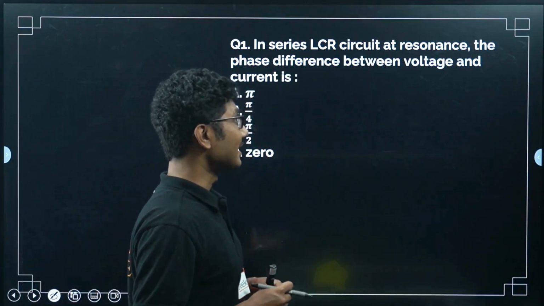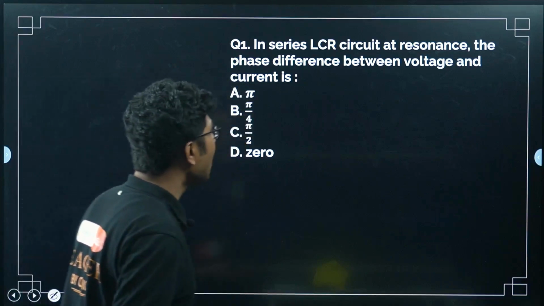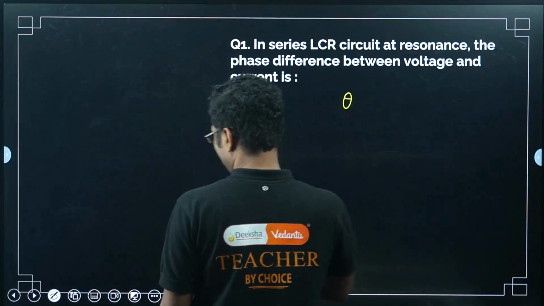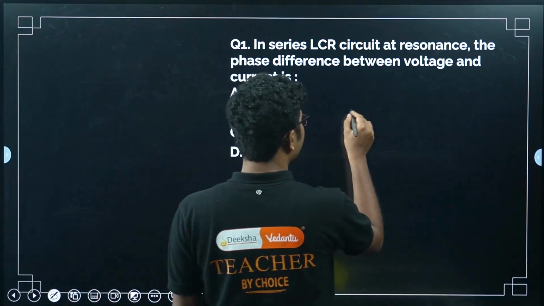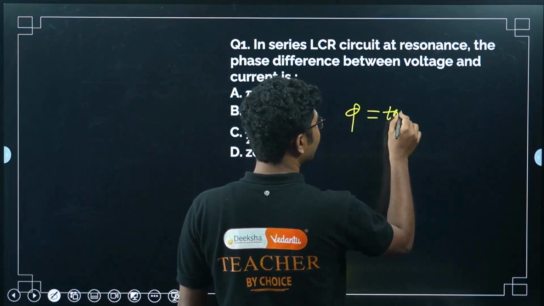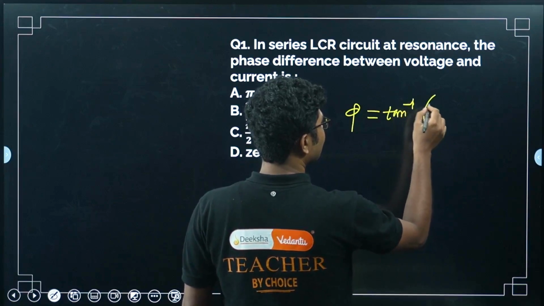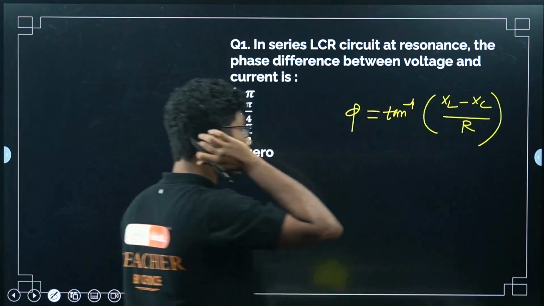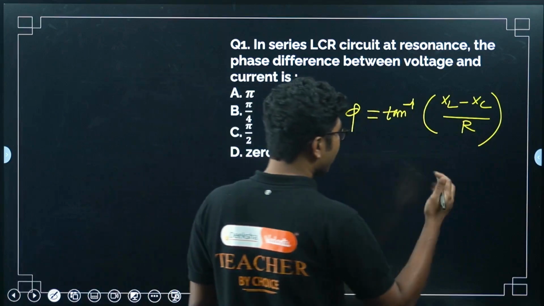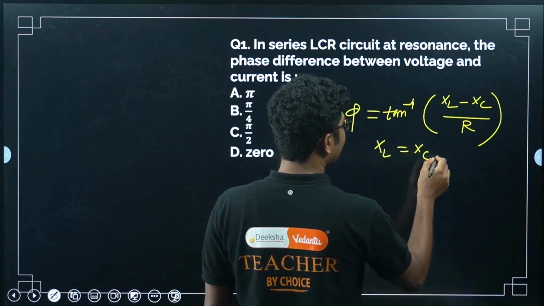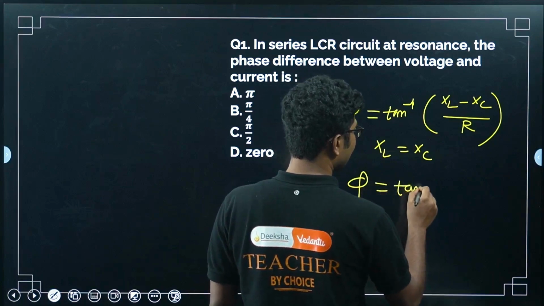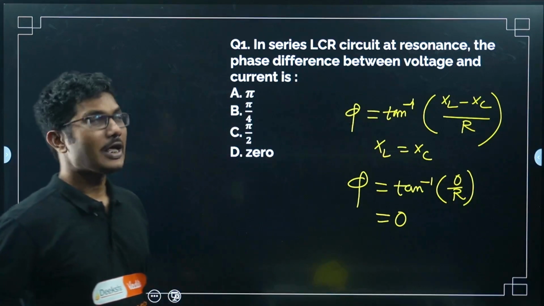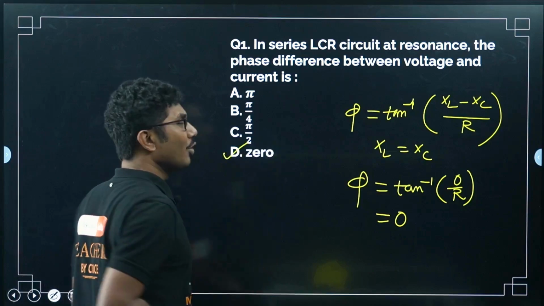In series LCR circuit, at resonance, the phase difference between voltage and current is. Very important question. We know that phase difference is phi equals to tan inverse XL minus XC by R. Now, in case of resonance, XL is equals to XC, right? So phase difference will be tan inverse 0 by R, that is tan inverse 0, that is 0. So phase difference between voltage and current is 0 in resonance.